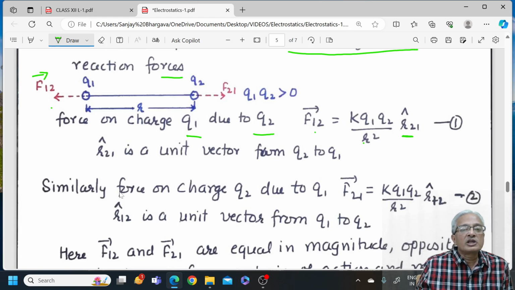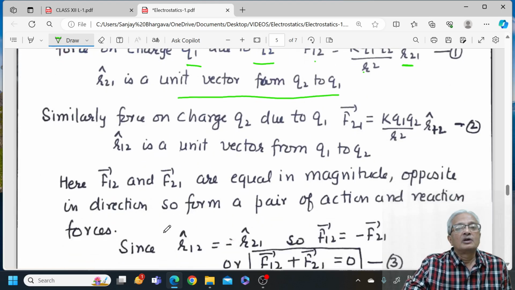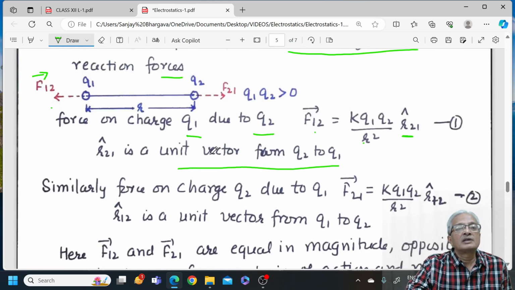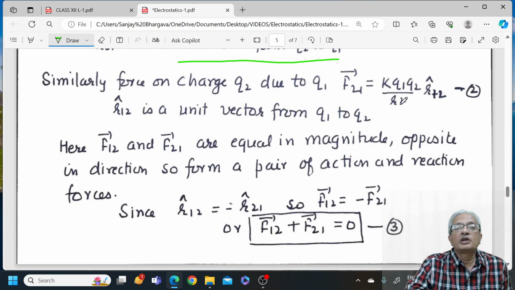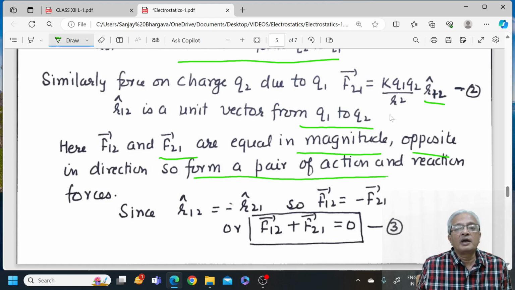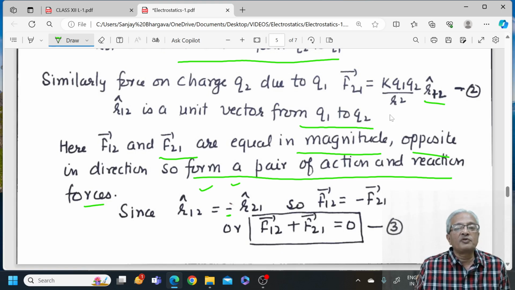Similarly, R21 is a unit vector from the charge Q2 to Q1. Similarly, the force on charge Q2 due to Q1 would be K Q1 Q2 upon R square, and see, the force is on 2, and that is why the direction of the force is to the right, and it is from 1 to 2. That is what we find here, K Q1 Q2 upon R square R12, and R12 is nothing but a unit vector from the charge Q1 to Q2. Here F12 and F21 are equal in magnitude, opposite in direction, and therefore form a pair of action-reaction forces. Since the two unit vectors are opposite in direction, we utilize the negative sign. They have the same magnitude, that is 1, but the directions are opposite, and therefore the forces F12 and F21 are equal in magnitude, opposite in direction.